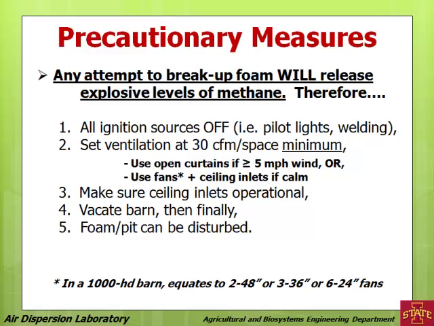People vary on recommendations for the ventilation required, but certainly 30 cubic feet per minute per space in the barn. And that can be achieved through your fan and inlet system or on a nice windy day through your curtain system. And this 30 CFM per space in a 1,000-head barn is equivalent to about 2 48-inch fans, 3 36-inch fans, or 6 24-inch fans, just to give you a feeling.